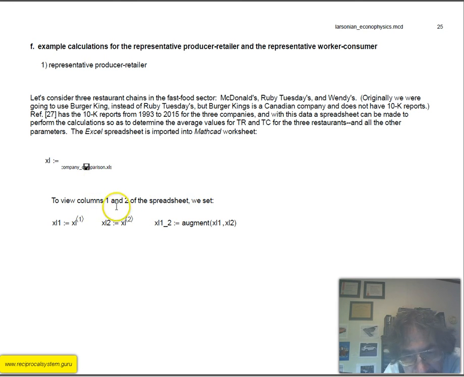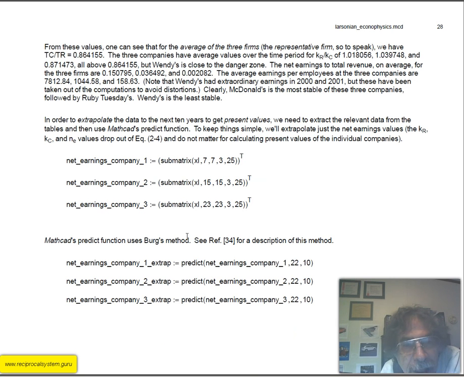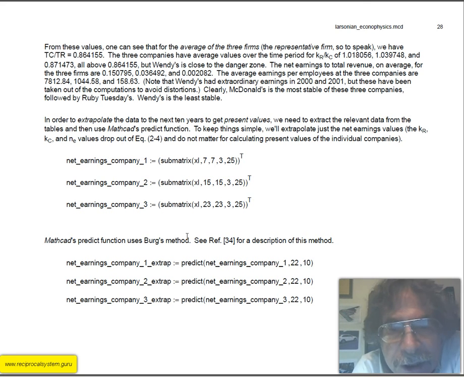So we can view columns 1 and 2 of the spreadsheet. We have these expressions here. And this just shows you the first 2 columns. The zeros are actually blank values in the actual spreadsheet, so just ignore that. All right. I'm not going to actually show you the spreadsheet here, but it just gets imported into the MathCAD document.